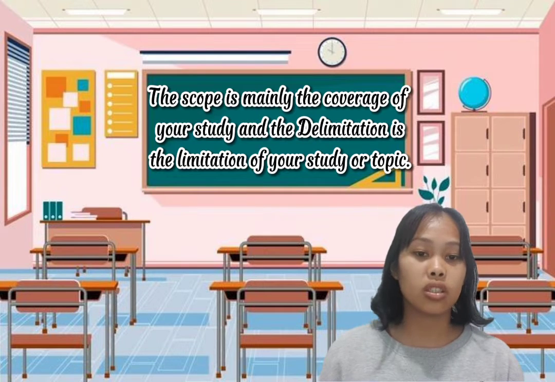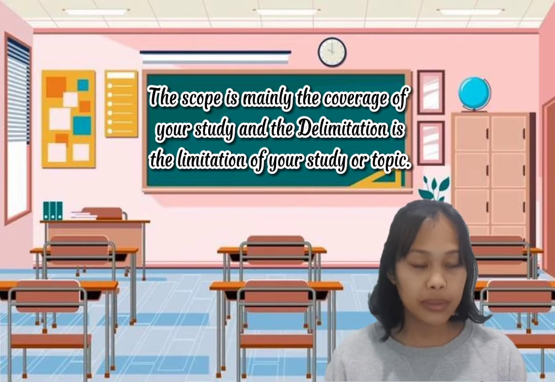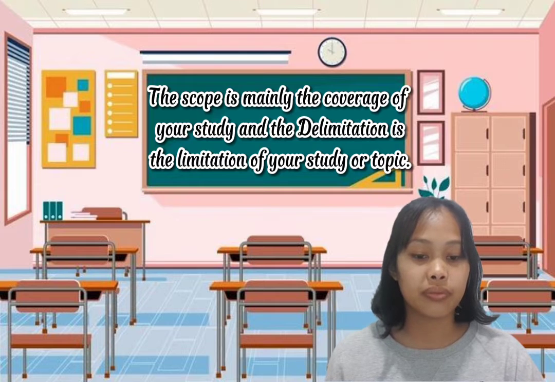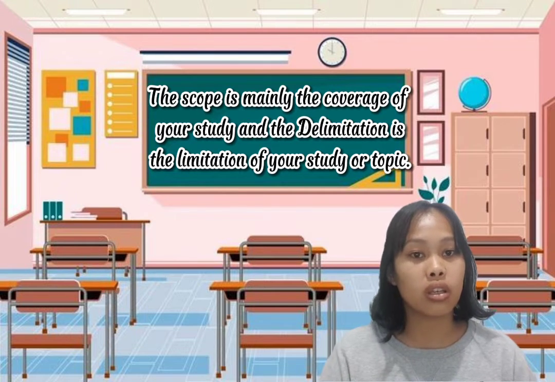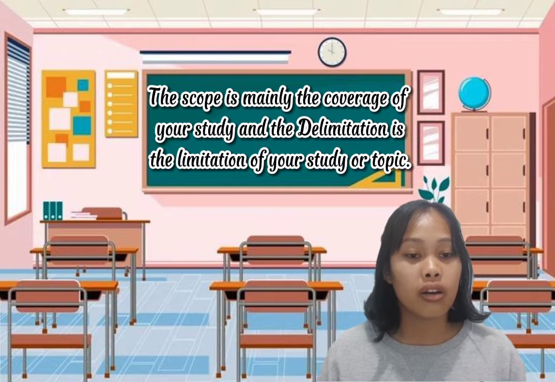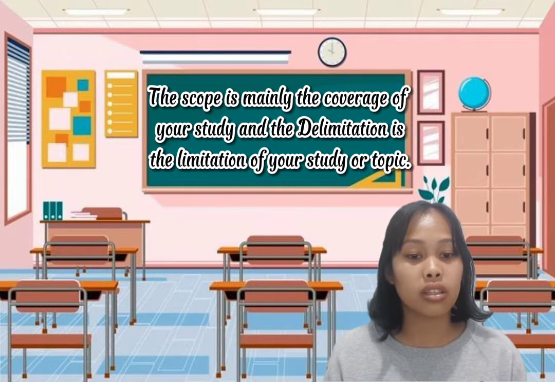Scope and delimitation. The scope is mainly the coverage of your study, and the delimitation is the limitation of your study or topic. Scope and delimitation focuses on the common effect of your topic on the students in the institution where you conduct your research, and aims at what the effect of your topic is on the students through the answers of the respondents to your study.